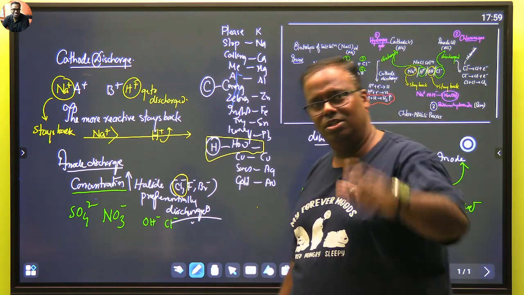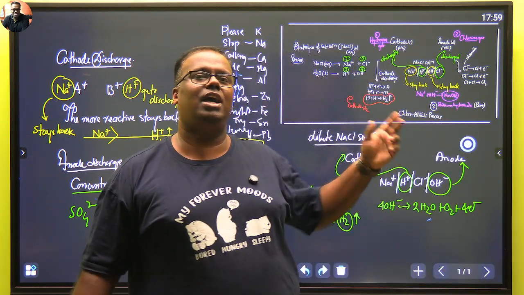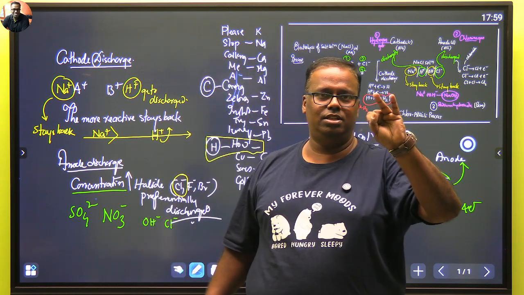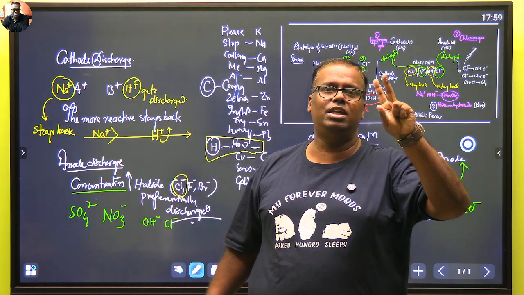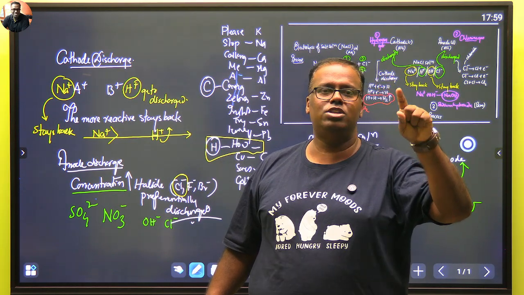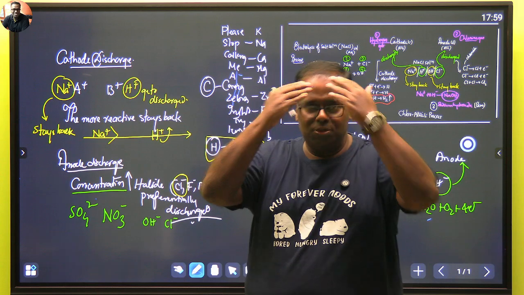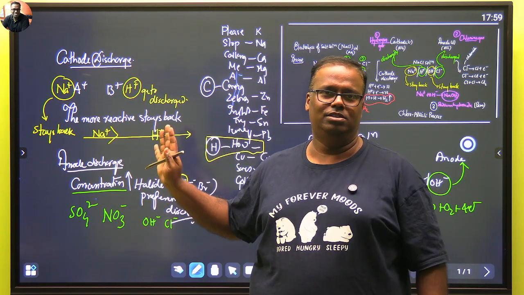Have you understood? Come to the anode side. Anode you will always have a halide, or you will have a hydroxide, or you can have a hydroxide and a sulfate, or a hydroxide and a nitrate. Sulfate and nitrate are पैदाइशी किस्मत का फूटा. They can never go away.